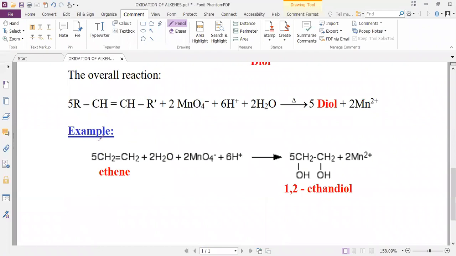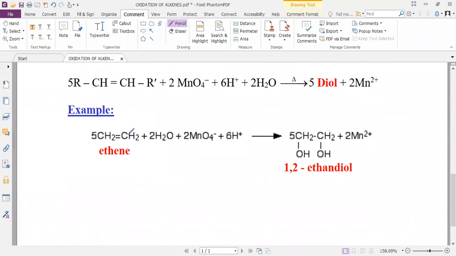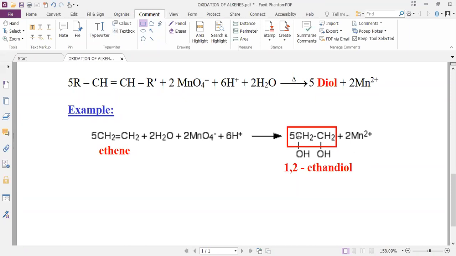This is an example. CH2 double bond CH2, it is ethene. Ethene is converted into this dialcohol. Now, what is the name of this dialcohol? First of all, you have to select the longest continuous carbon chain. This is the longest continuous carbon chain. So on carbon 1, we have OH. On carbon 2, we have OH.